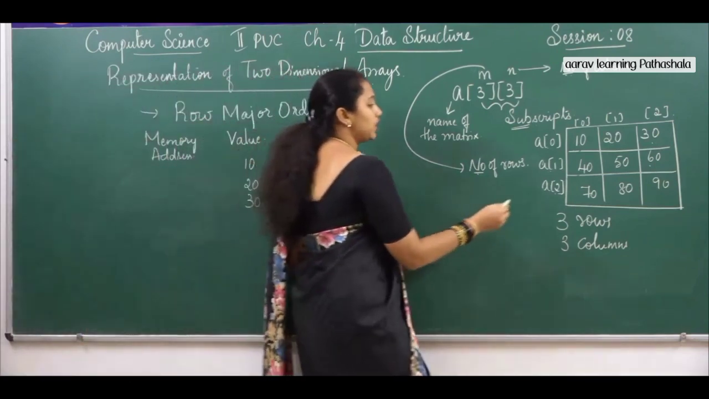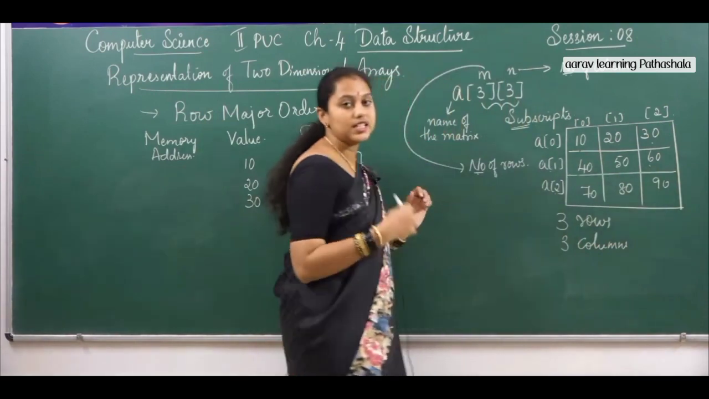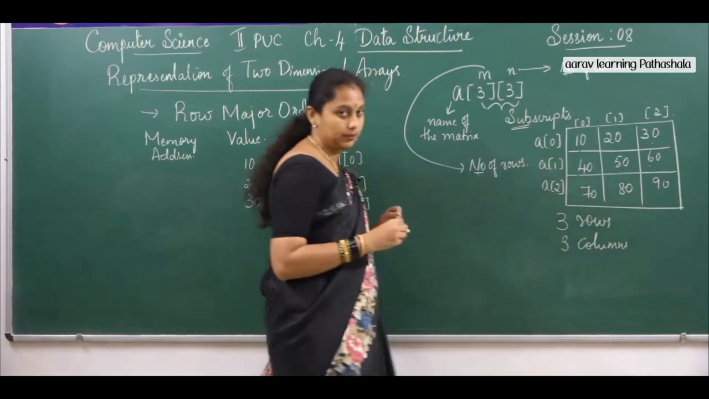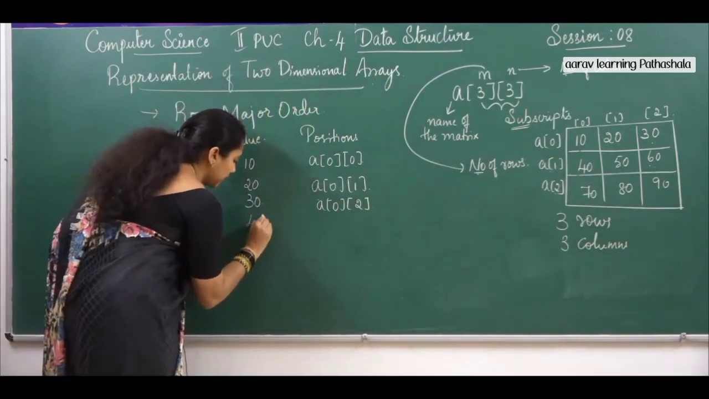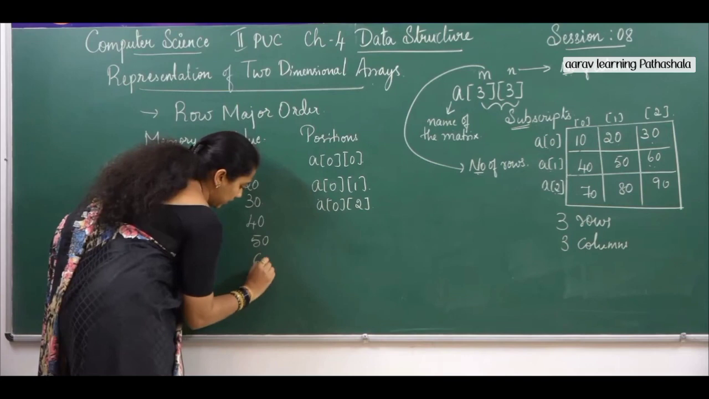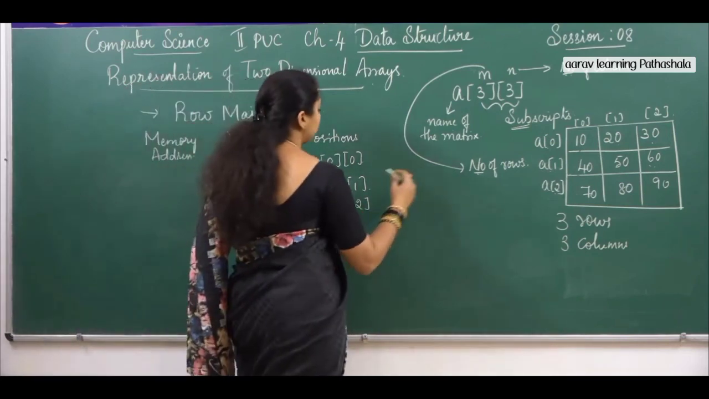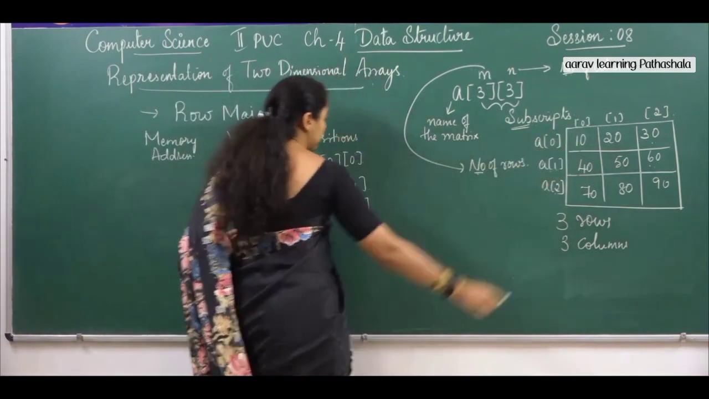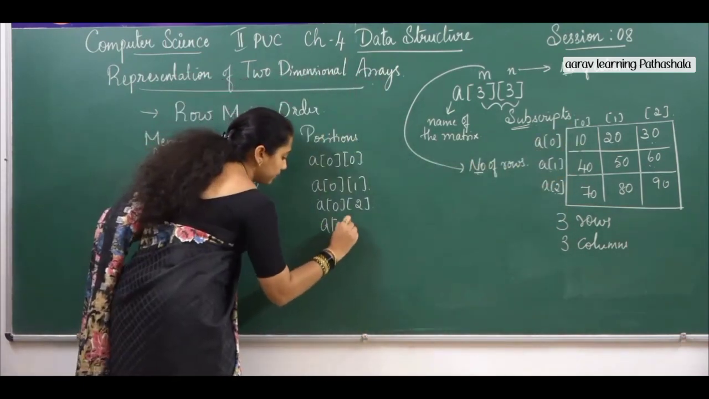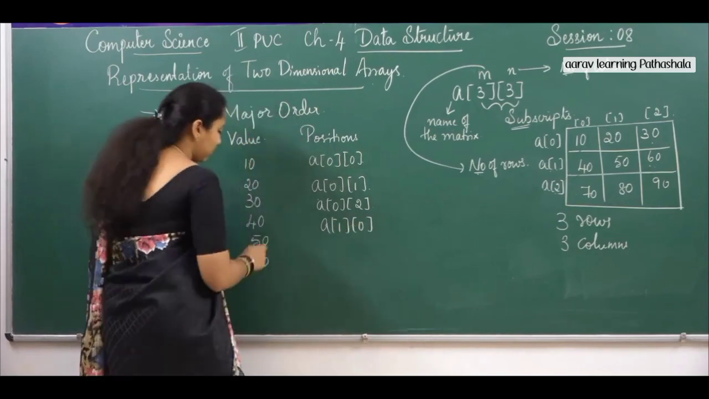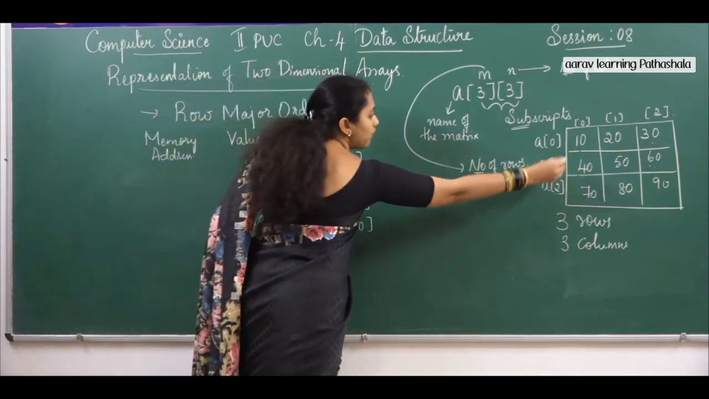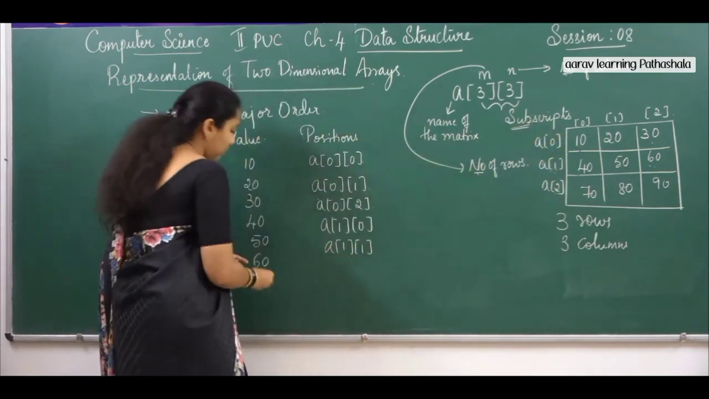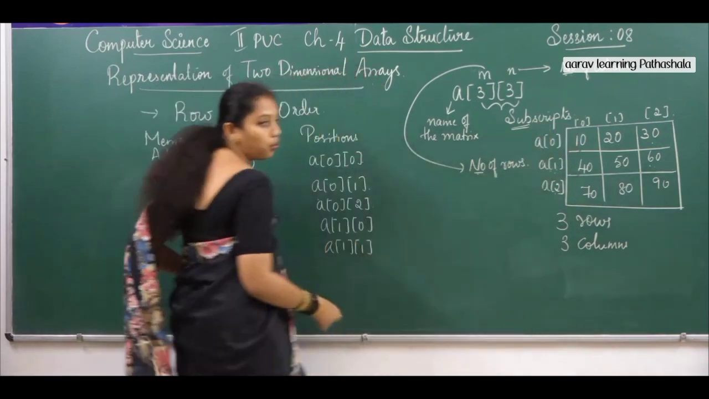Next, it will store the second row elements. What are the second row elements? The second row elements are 40, 50 and 60. What are the position values of 40? The position value of 40 is A of 1, 0. What about 50? A of 1, 1. What about 60? A of 1, 2.